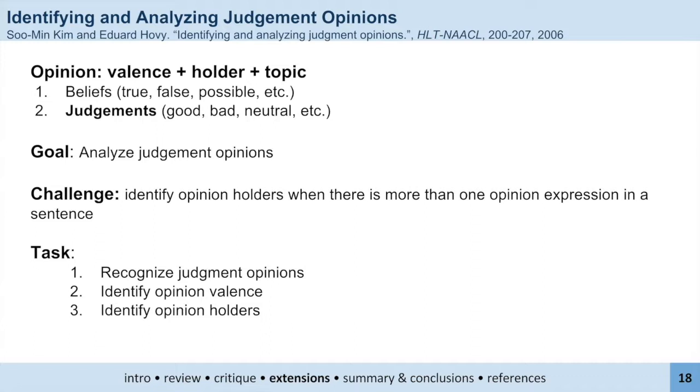A judgment opinion consists of three elements: the valence, which is the value of a judgment, for example, positive, negative, or neutral; a holder, an entity such as a person, organization, or group; and a topic, an event or entity about which the opinion is held. The major challenge is to identify holders when there are multiple opinion expressions in a sentence. Therefore, the paper breaks down the task into the following three parts: recognizing the opinion, identifying the valence, and identifying the holder.